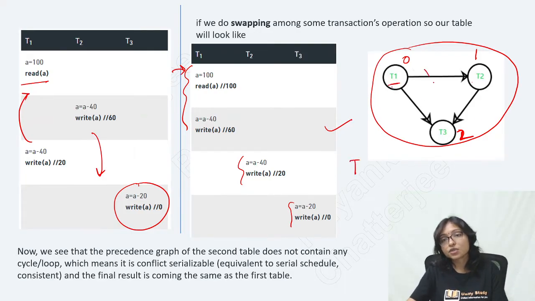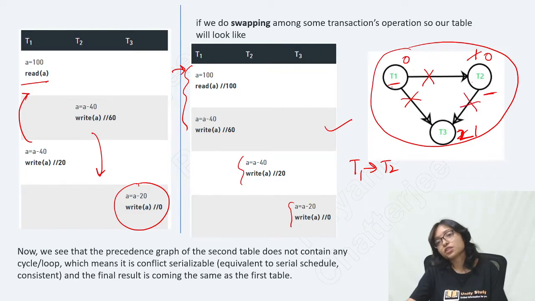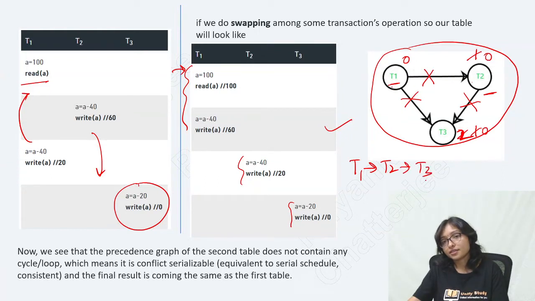Whenever I am taking T1, I will cut these edges. After cutting the edges, it will be 0 now. And it will be 1 now. So now I can take T2. So after T1 I can take T2. After taking T2 I will cut these edges also. Now this will be 0. So now after that T3.